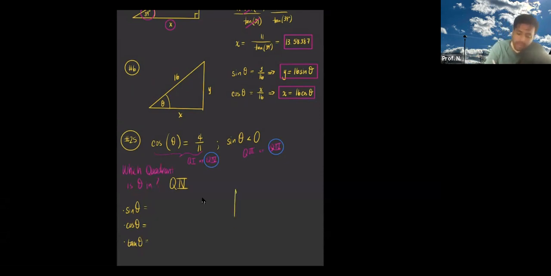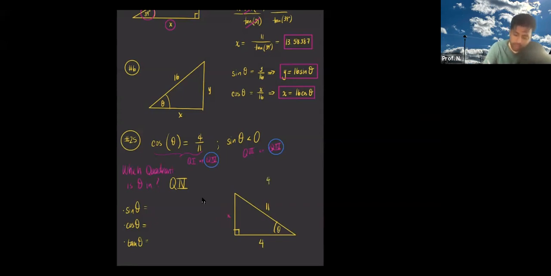Once I have that, all I need to do is create a right triangle of any sort, make one of those angles theta, and fill in the information I'm given from the beginning. Cosine of theta is 4 over 11, which means the adjacent side is 4 and the hypotenuse is 11. Now the question becomes, what is the opposite side? That's when you use the Pythagorean theorem.